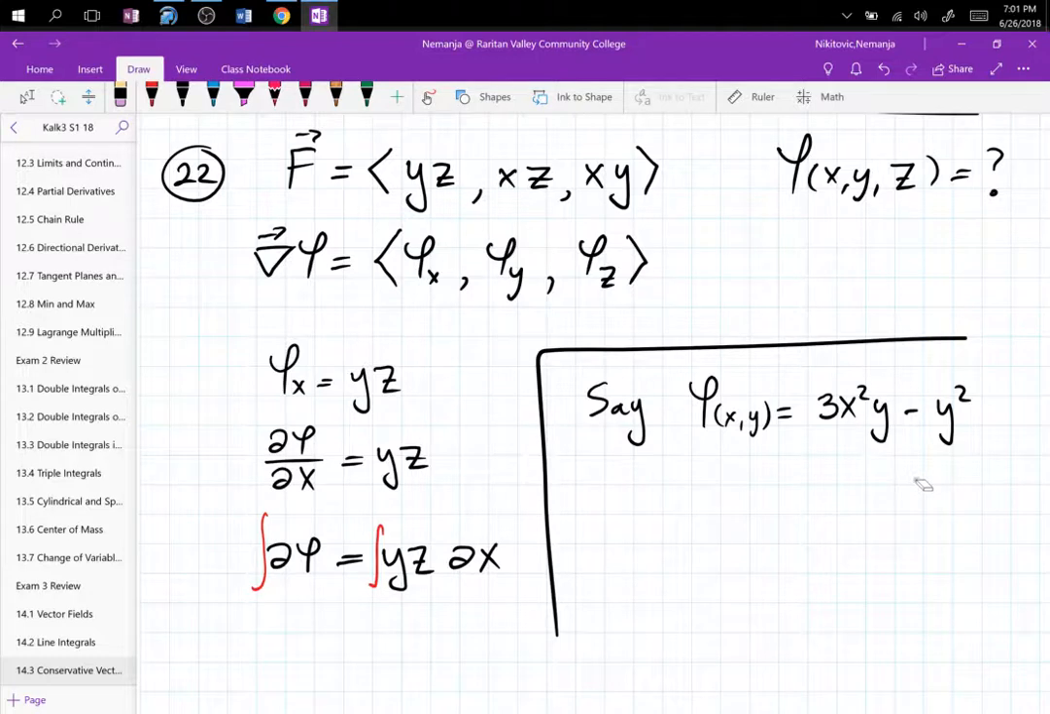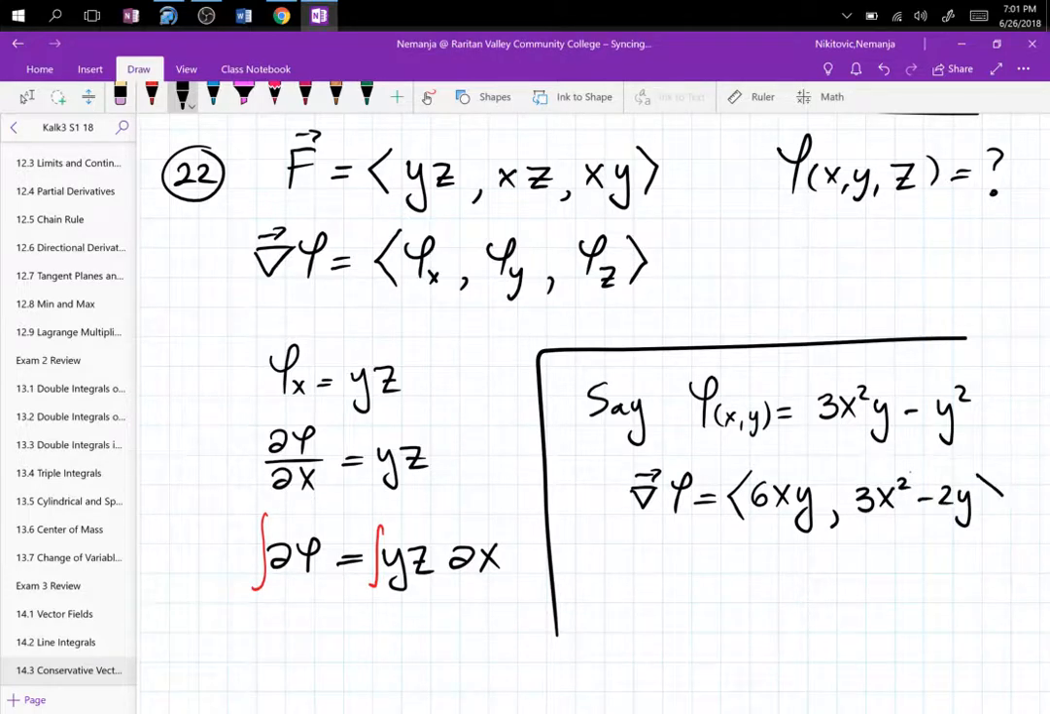Now, if I find del of phi, that means take the partial derivative with respect to x of this. So that's going to be 6xy. And then, comma, take the partial derivative with respect to y. That's going to be 3x squared minus 2y. All right? Now, see, this thing over here has the same form as any f of x, y we learned.